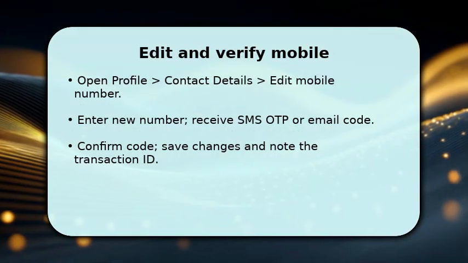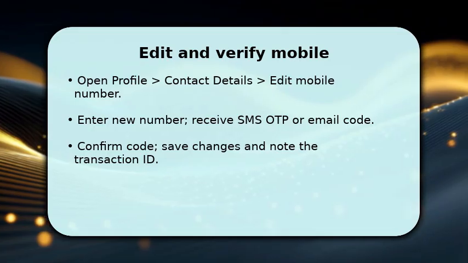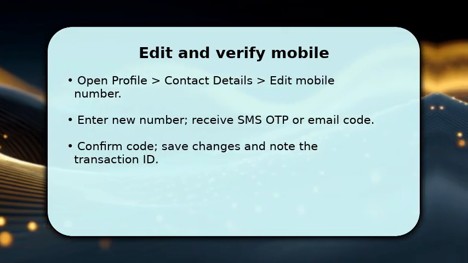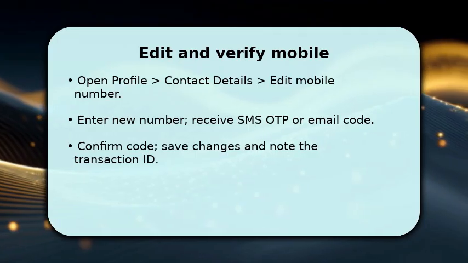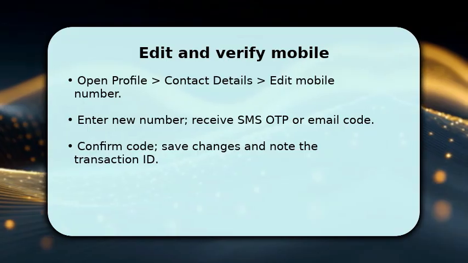You proceed to Profile, then Contact Details, and tap Edit next to mobile number to change it. Enter the new digits carefully, typos stall verification, then request the OTP or confirmation code. SSS sends it to your registered email or old mobile depending on settings.